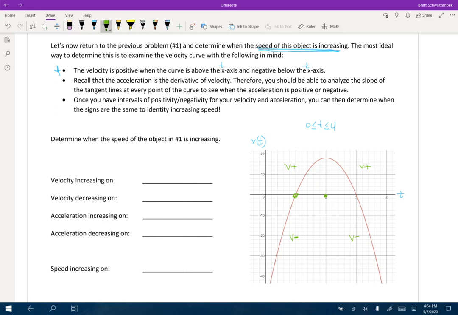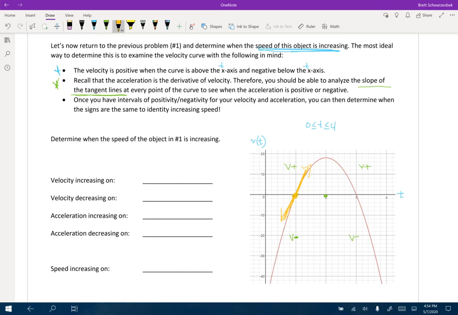Now, next part of this, it says recall that the acceleration is the derivative of velocity. What do you guys remember about derivatives? It is the slope of the tangent line. So, I know this is going to be really difficult for students, but this is a velocity curve. So if I wanted to know the acceleration at, let's say, 1 second, I would draw the tangent line and I would find its slope. That slope is the acceleration at time equals 1.